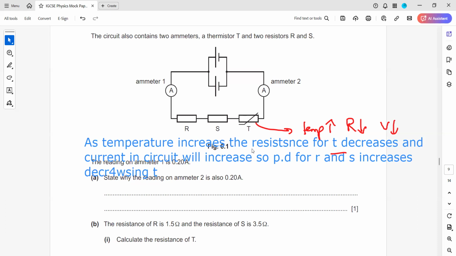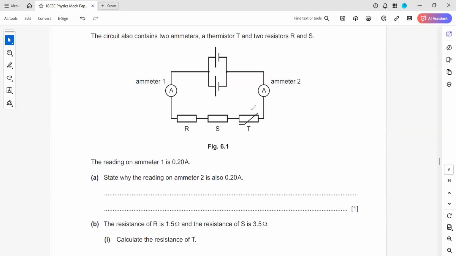Yes, you can refer to that as well. But in short, as the temperature rises, the resistance of a thermistor decreases. So as the resistance of the thermistor decreases in a potential divider or a series circuit, the total voltage is the same, so as the resistance decreases, the potential across the thermistor will also decrease.